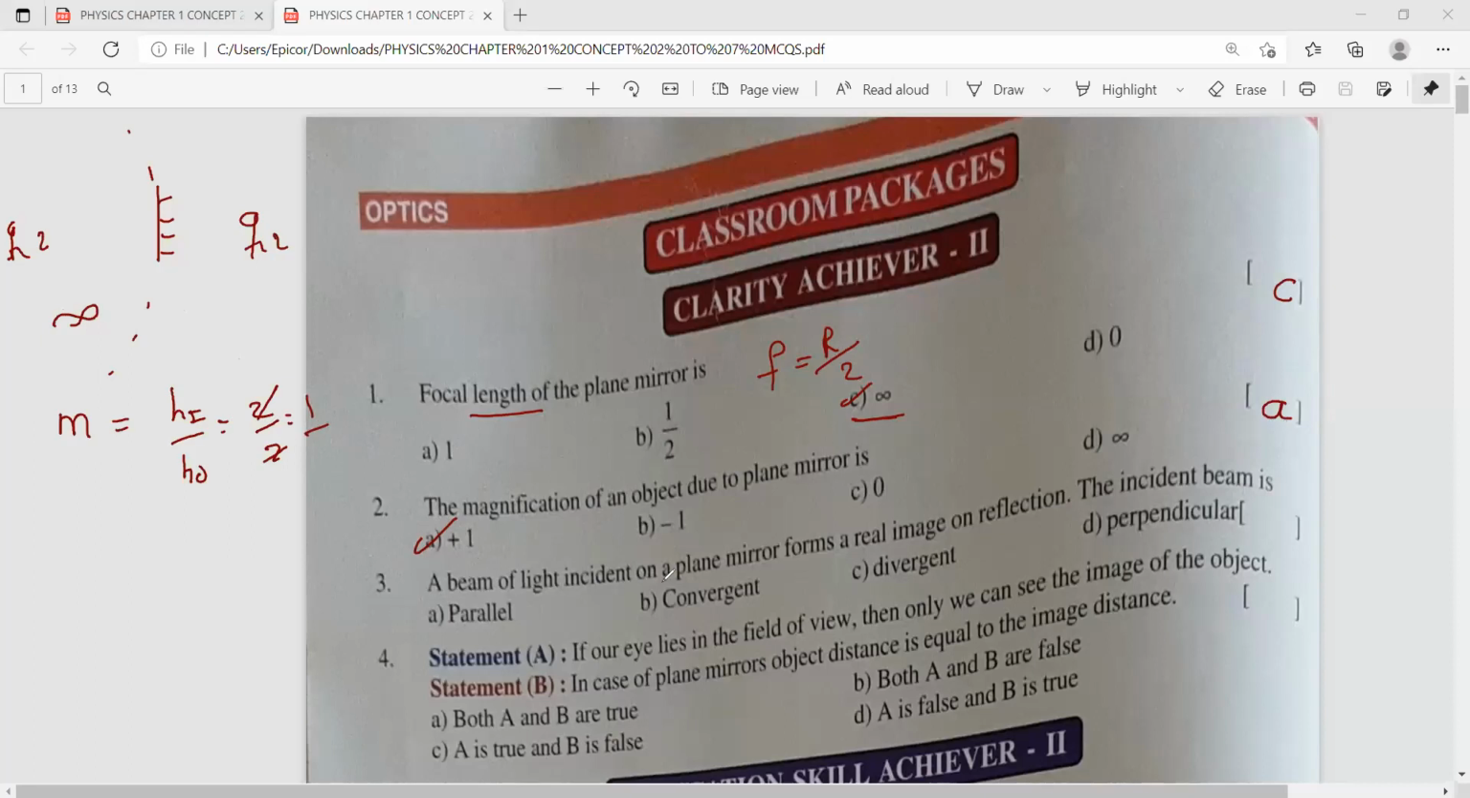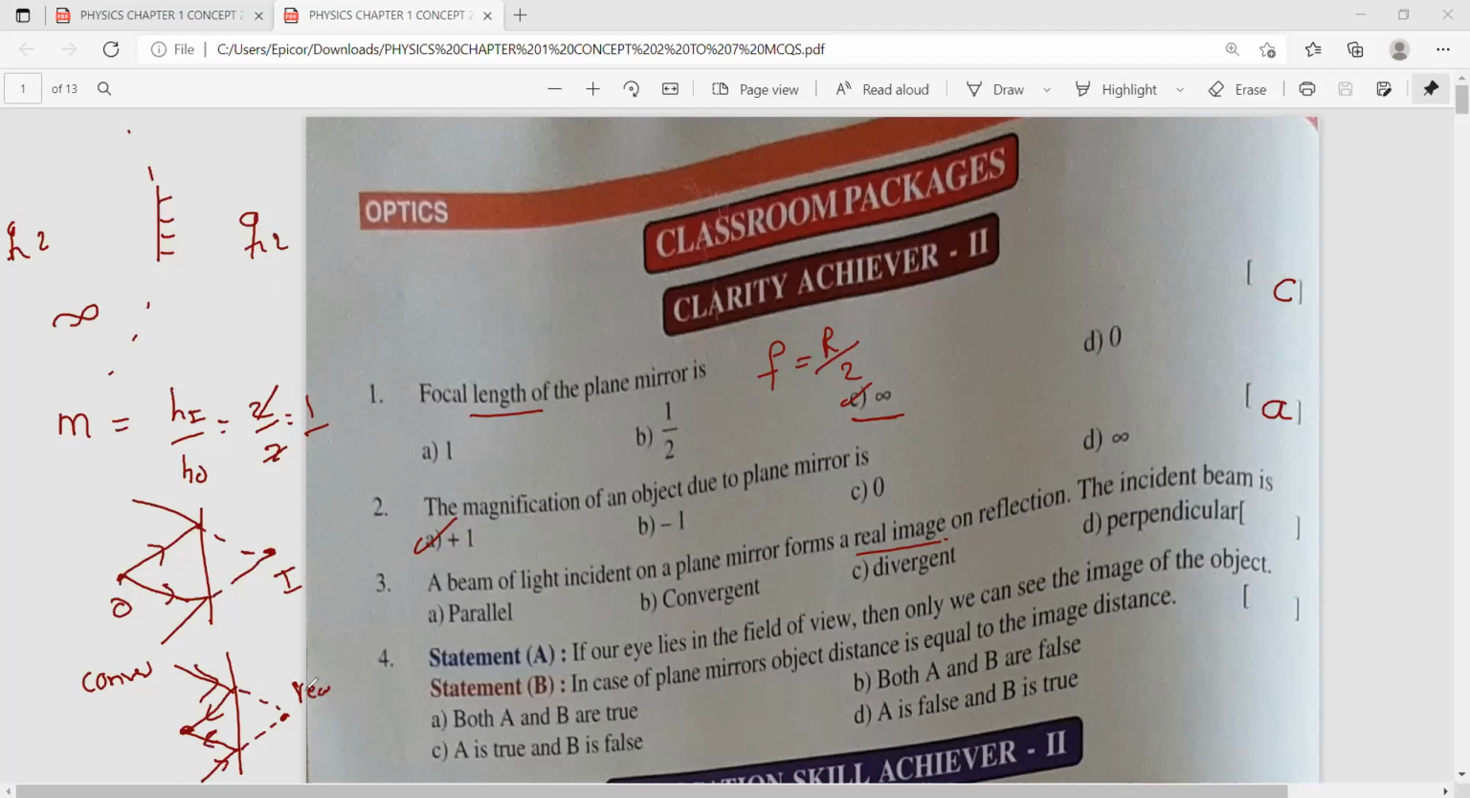Next, the third question. A beam of light incident on a plane mirror forms a real image on reflection. Whatever incident rays, when two incident rays meet, that is what we call the object. When it falls on the mirror, the reflected rays appear to meet on the backside, and that is what we call the image. Children, what happened to the incident rays here? They are going to converge. Intersection is also called converge. When two incident rays converge here, they form a real object. Real image is the same thing. When incident rays come from the back and are incident here, after reflection they meet here. That is what we call a virtual image.